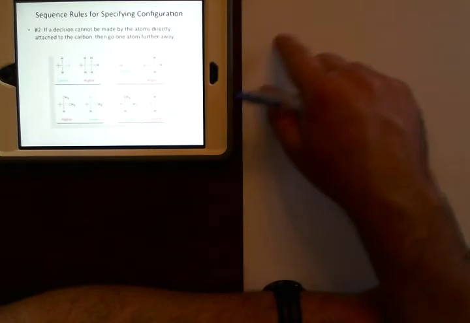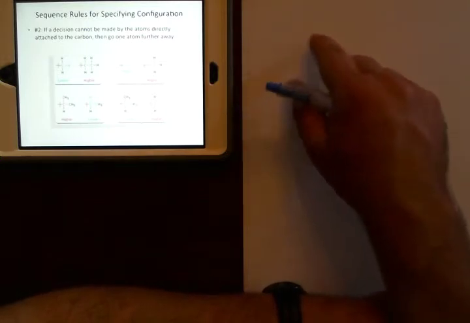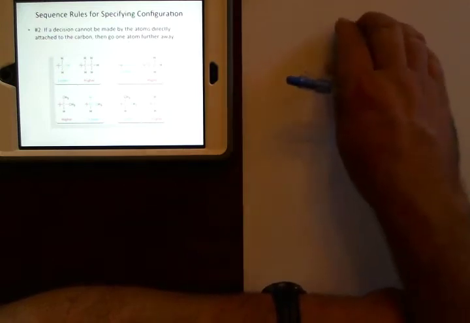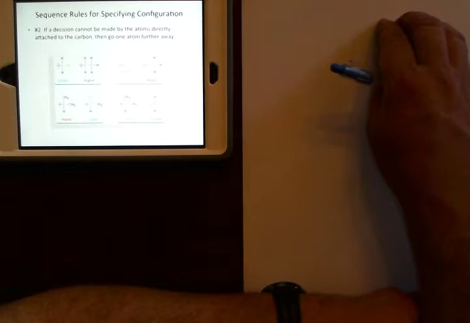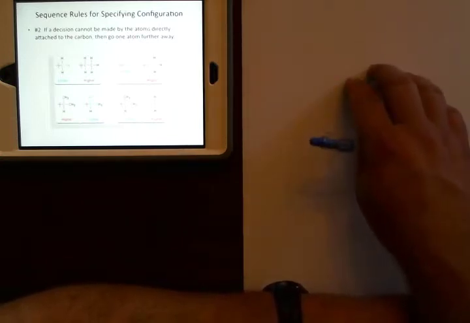If there's a tie for the 4 atoms that are hanging off of that chiral center, then you start looking at the bonds. The heaviest bond is going to win. If it's the same weight, then you look at the number of them.